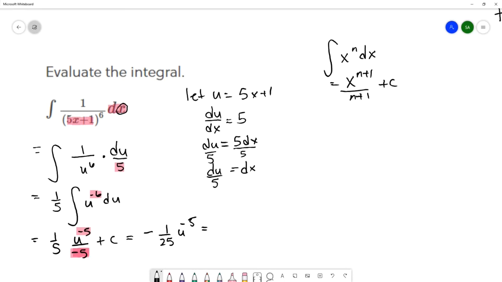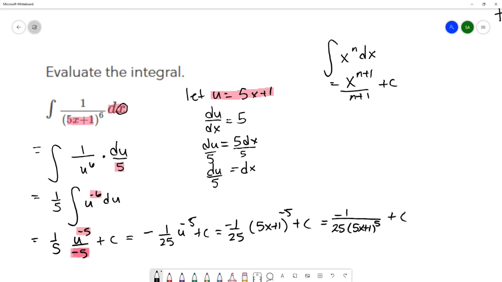And I need to bring back my original variable. I left off that plus c again. I need to bring back that original variable, so I'm going to use the substitution that I made before, and that's -1 over 25 times (5x plus 1) to the -5 plus c. And I can also use my properties of exponents again and make this -1 over 25 times (5x plus 1) to the 5th power plus c.